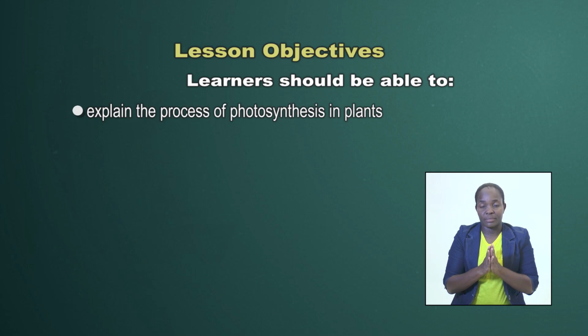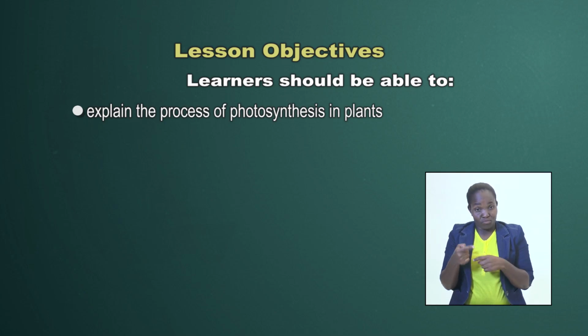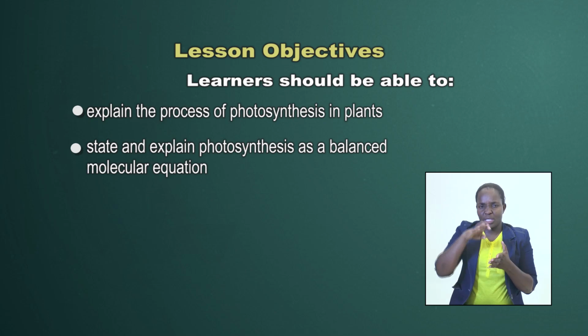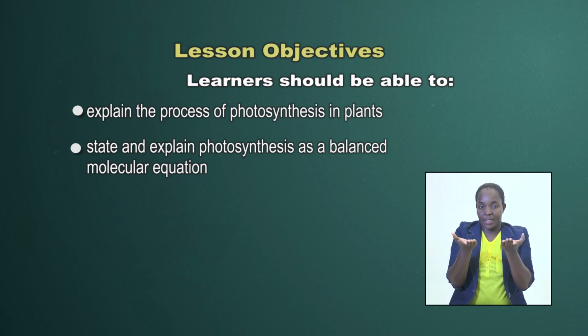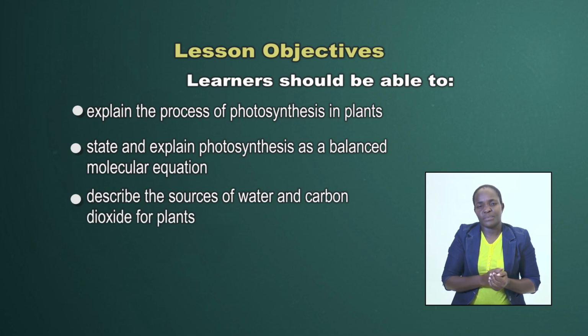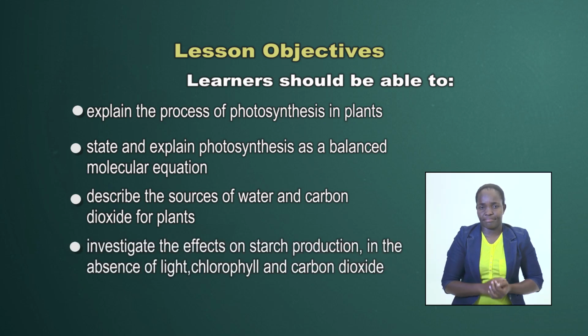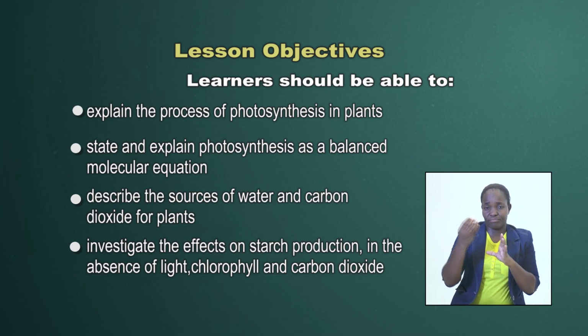Please note our learning objectives. Learners should be able to explain briefly the process of photosynthesis, state the equation for photosynthesis in words and as a balanced molecular equation. Describe the sources of water and carbon dioxide for the plant, and investigate the effects of an absence of light, chlorophyll, and carbon dioxide on starch production.